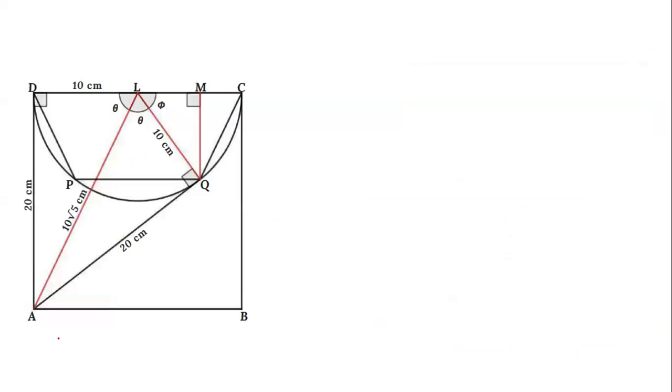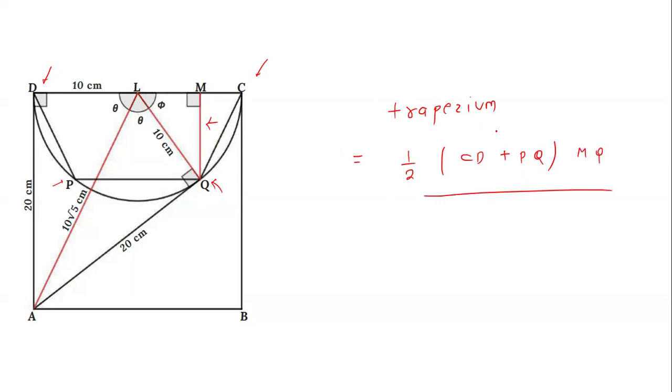So you see this figure. In this figure you can see that this blue region is P, Q, C and D. So this is a trapezium. We know that the trapezium area is half times CD plus PQ, and in this case the perpendicular height is MQ. So if we know the value of CD, PQ and MQ, we can calculate this trapezium area.